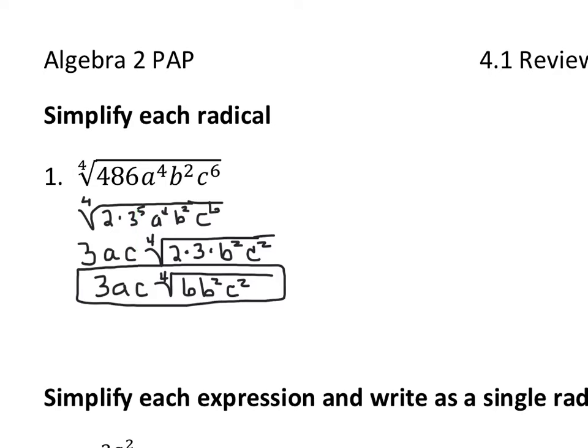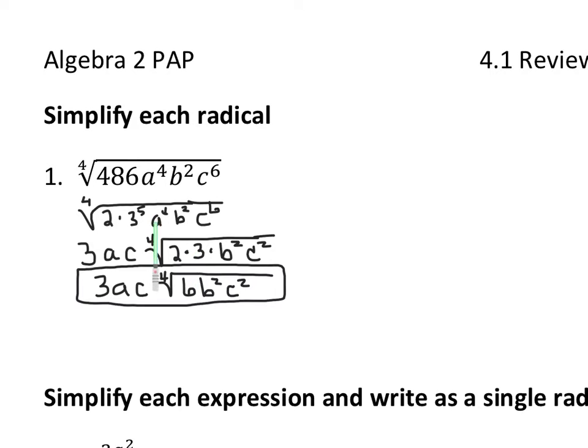The next thing I do is separate out these numbers so that I can see if I have any numbers that are at least to the 4th power, because anything that's to the 4th power, I can take out of the radical. So right here, I can't take out the 2, but I can take out a 3, because 5 divided by 4 is 1, with 1 three remaining. So I can take out one 3, and I have one 3 remaining.